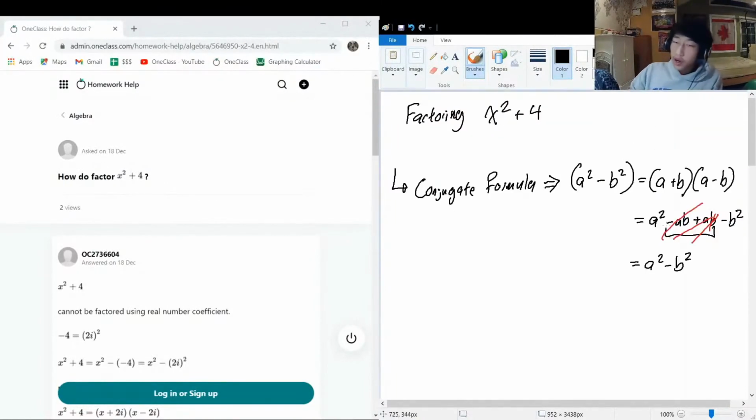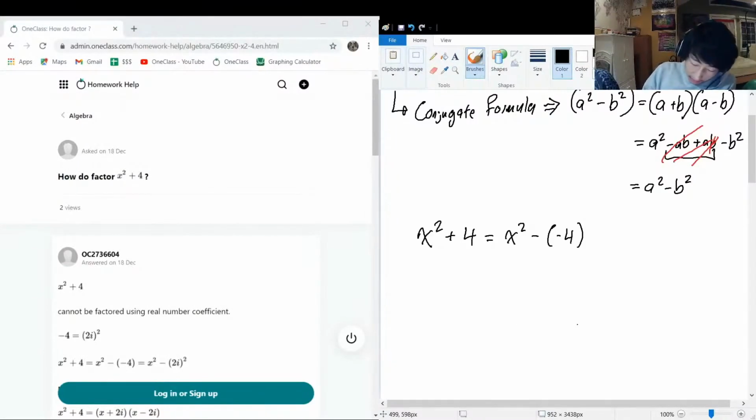So if we try to fit this into here, plus 4, well, we're missing the minus in the middle, so that's a little bit complicated, but we can kind of force that minus to exist if we do something like this, x squared minus minus 4, because we know that minus minus is going to be equal to the plus. Okay, so another way that we could write this is if we break it into its conjugates, we'll have x plus the square root of negative 4 and x minus the square root of negative 4.